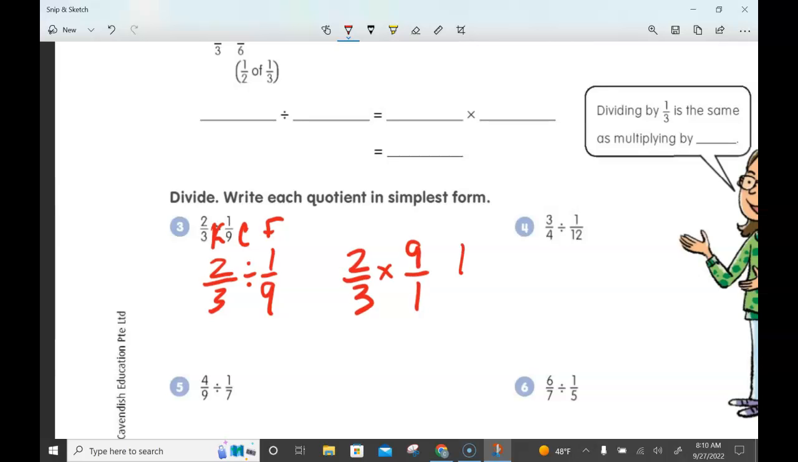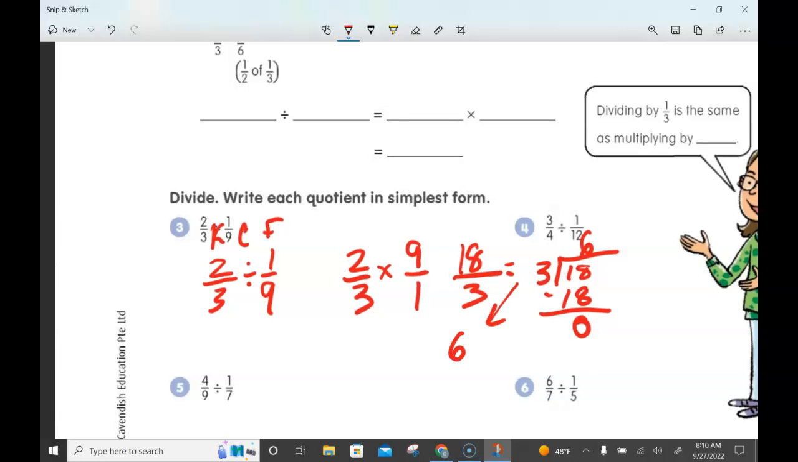2 times 9 is 18. 3 times 1 is 3. Now we need to set up a division problem to simplify this. 3 into 18 is going to go 6 times with nothing left over. So the answer to this problem we can see is the whole number 6. So 2/3 divided by 1/9 is 6.